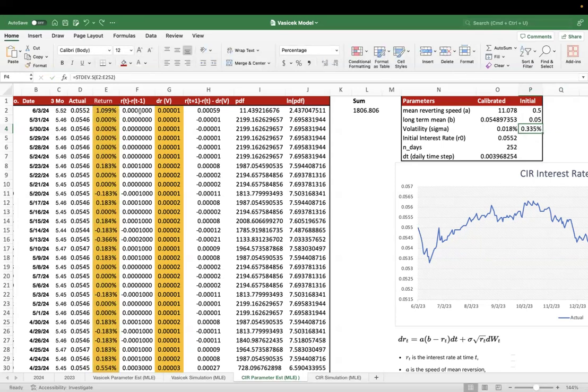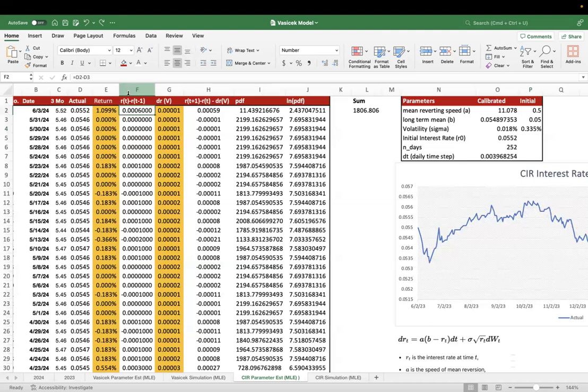Now, understand one thing. If you have not seen my theoretical video of the Vasicek interest rate model, in which I walked through the theoretical piece of the MLE method, I highly recommend you watch that so that this can be easily understood.